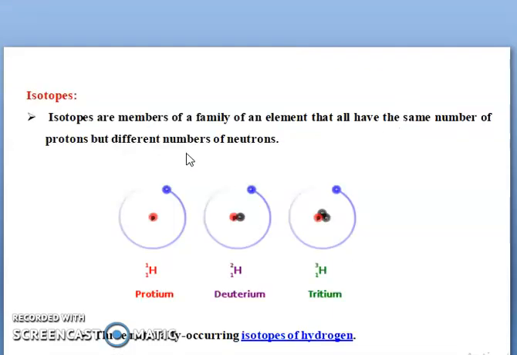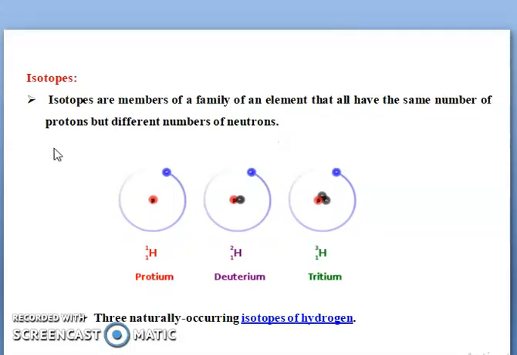Next you can see here, what are isotopes? Simply, isotopes are the members of a family of an element that all have the same number of protons but different numbers of neutrons. Hydrogen is the best example. Hydrogen has three kinds of isotopes, all with the same number of protons but different numbers of neutrons. The naturally occurring isotopes of hydrogen are protium, deuterium, and tritium. These are the three forms of hydrogen isotopes.